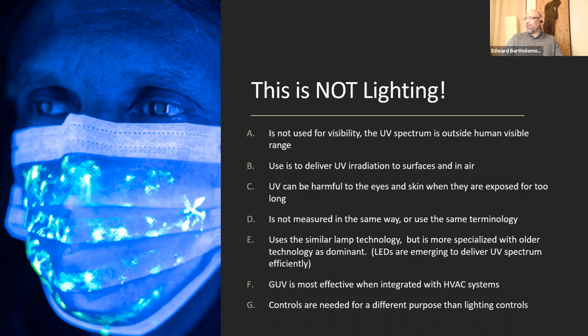It's not measured in the same way, nor does it use the same terminology to define its measurements and its performance. It uses similar lamp technology, but it's more specialized. It's older technology. It's more effective by far when it's integrated with HVAC systems. I would say that GUV is the most integrated solution for utilizing electromagnetic energy. You have to use it with HVAC. Its relationship to air is critical, and absolutely controls are needed for different purposes than what you would utilize lighting controls for.